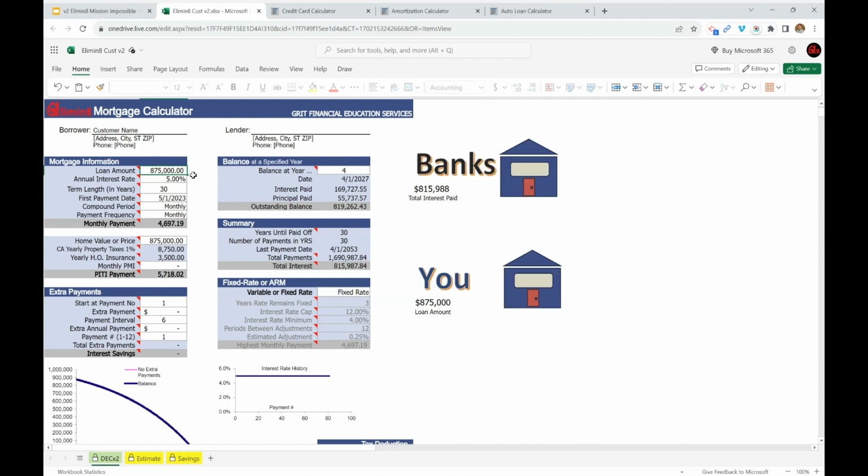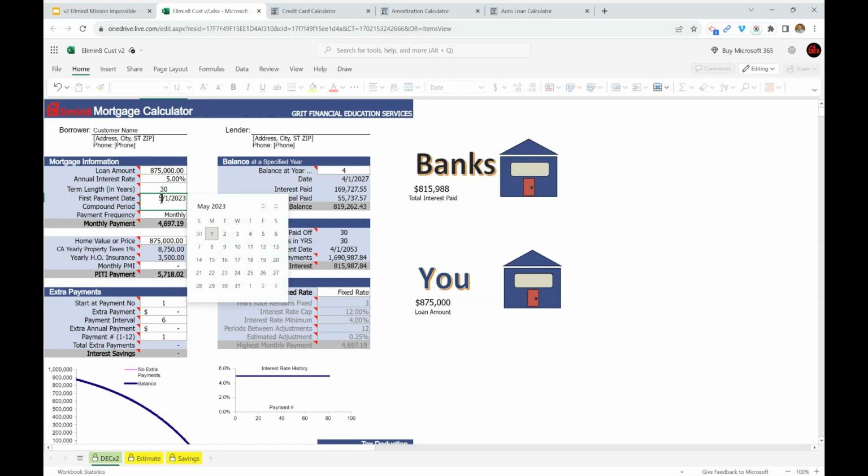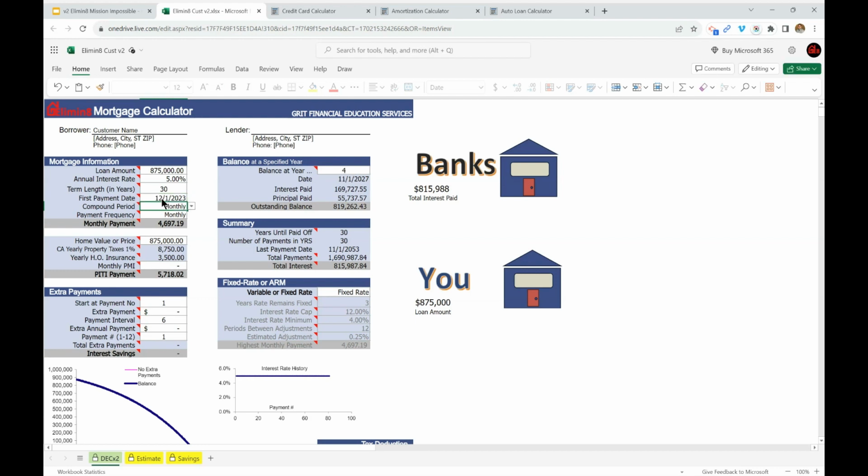In here, you can see that I put the loan amount of $875,000 with a 5% interest rate with a 30-year length in years. So in here, let's say we started, let's just do it today. What's today? It's December 9th. Just December 1st. Okay, so we started December 1st.